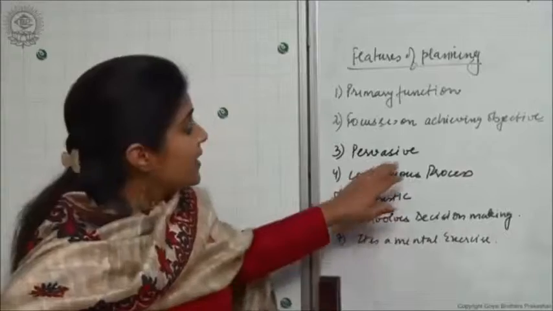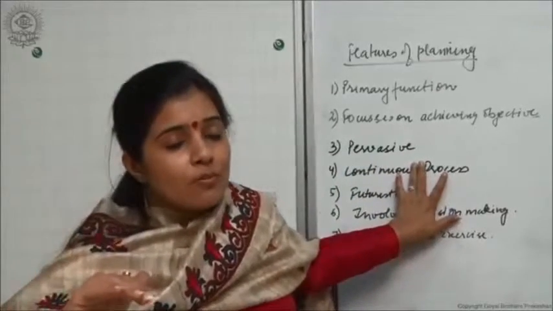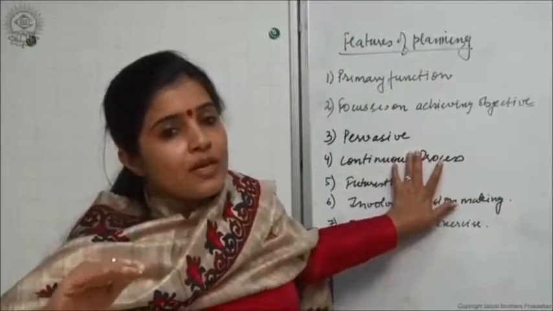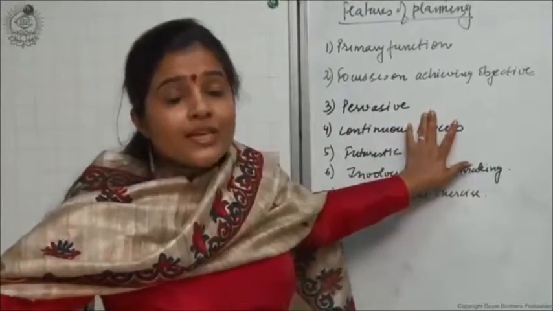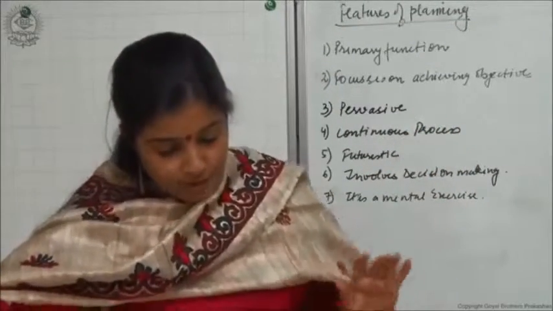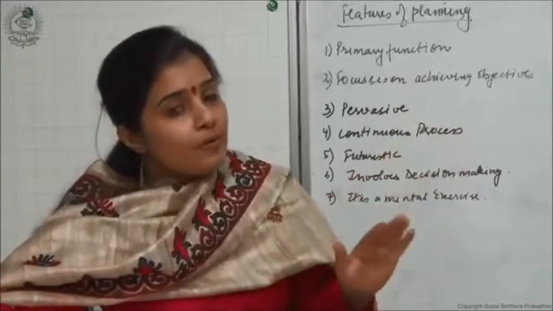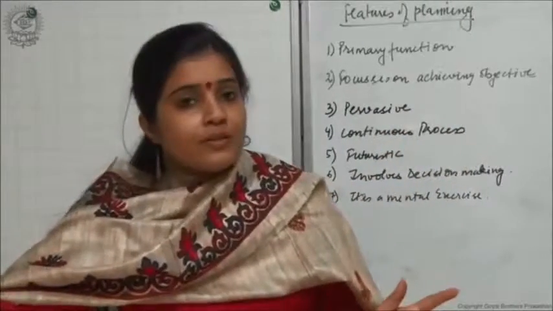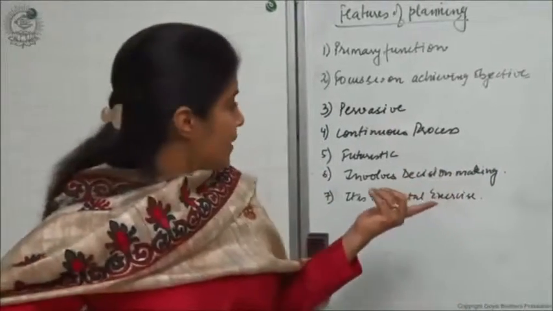Clear? And it is present at all levels of organization. We talk about all levels of management: top level management, middle level management and supervisory. Top level management plans for the organization as a whole. Middle level management prepares the departmental plans, and supervisory level of management prepares the routine plans. Day-to-day planning is done by the supervisory level of management.